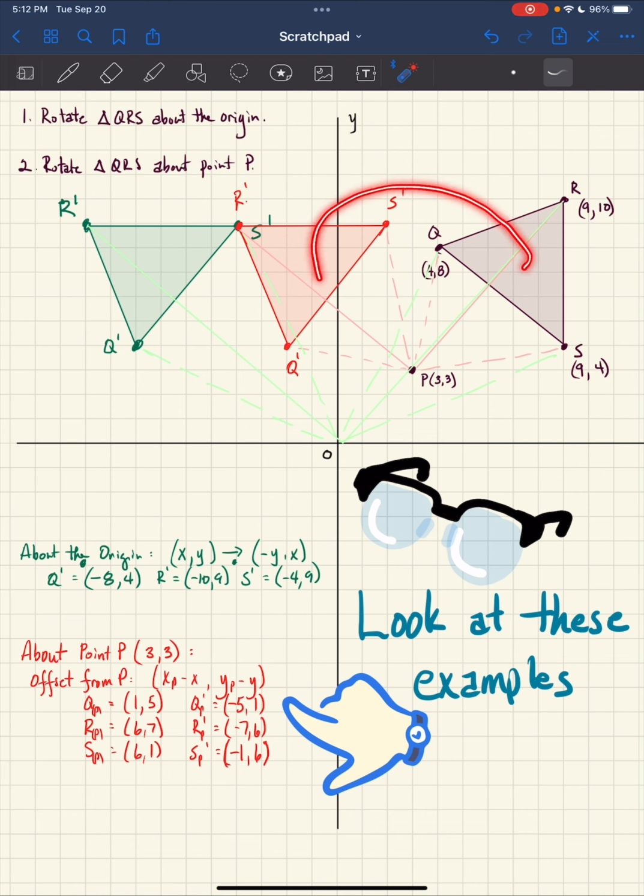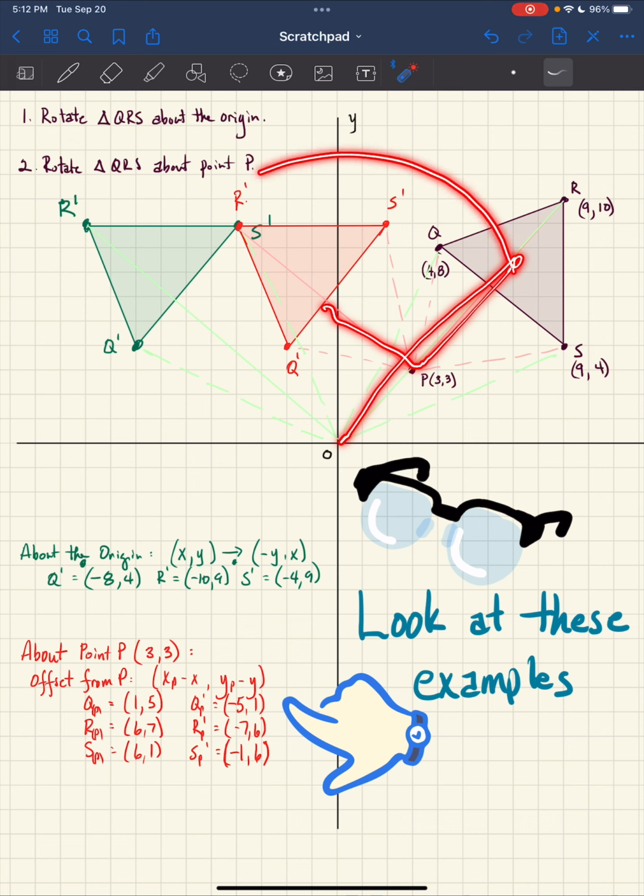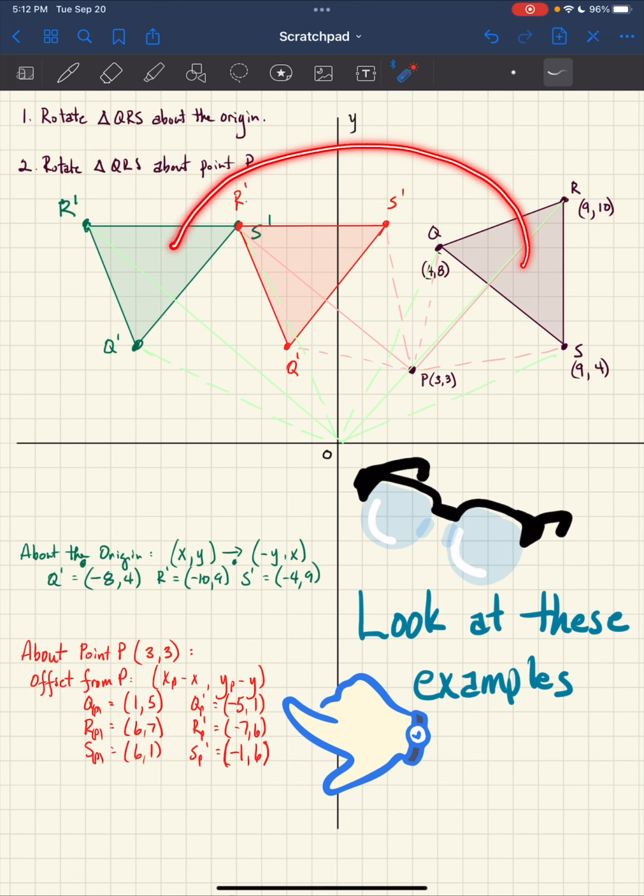So it's a little tighter because the original figure is closer to P than it is to the origin. So the arc is a little bit bigger, I guess, when you rotate it around the origin versus when you rotate it around P.